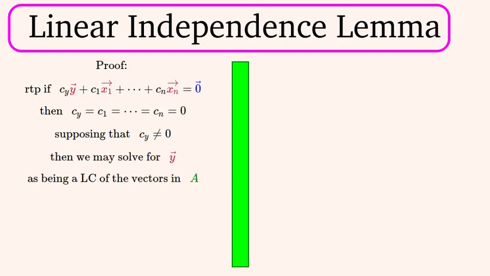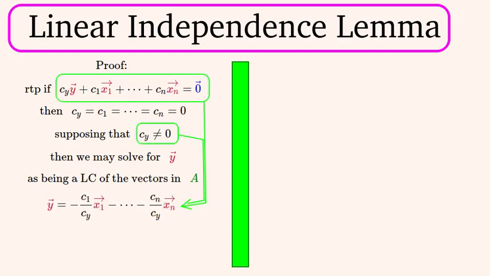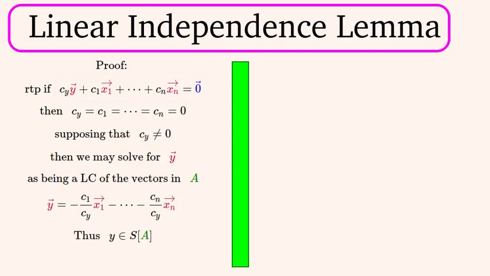Then we'll solve for y as being a linear combination of the vectors in A. And this is what y is as a linear combination of the vectors in A. And therefore y is in the span of A. This contradicts our assumption that y wasn't in the span of A. And therefore this constant cy is 0, because setting it to be non-zero would cause a contradiction.